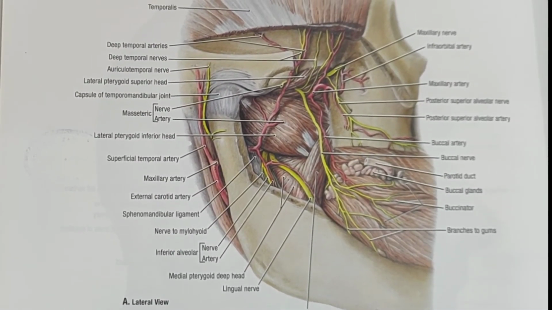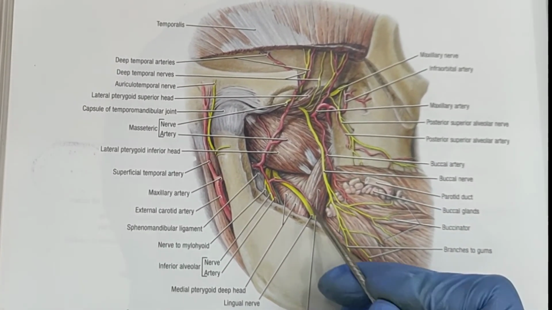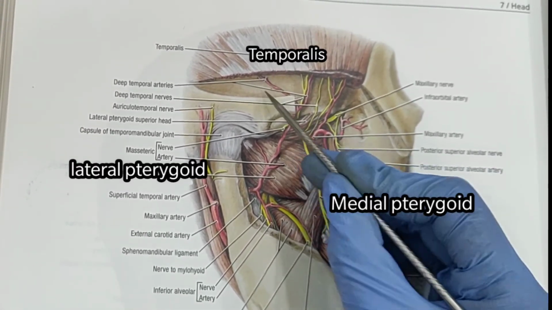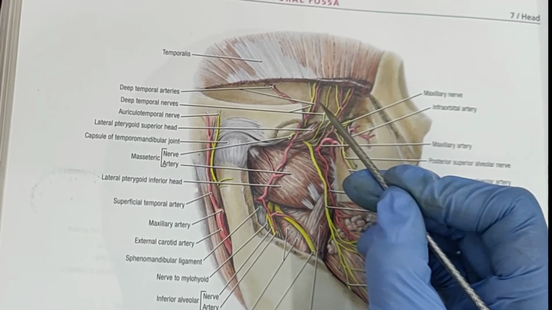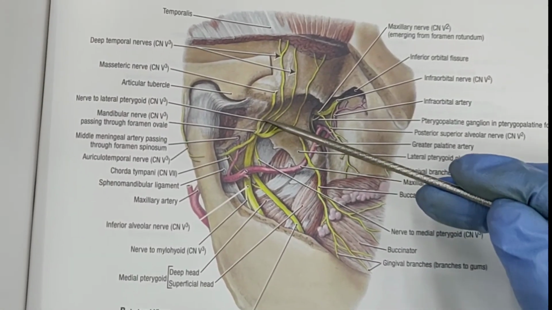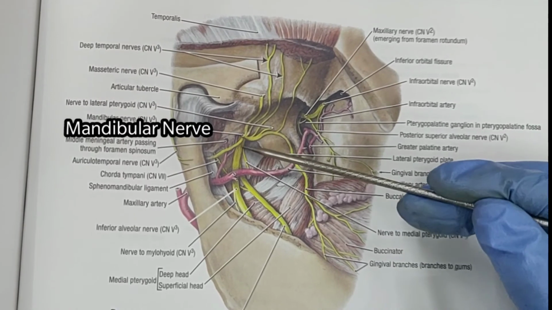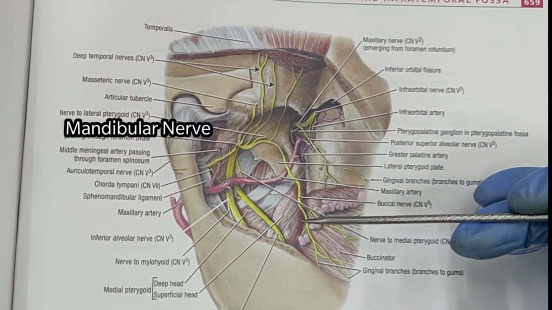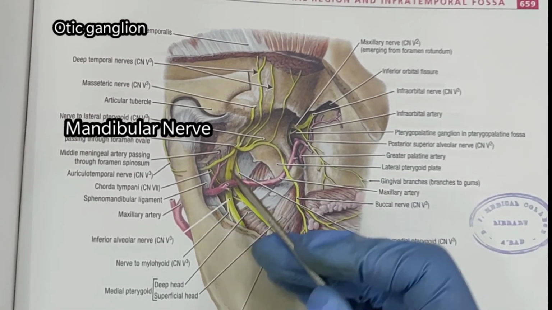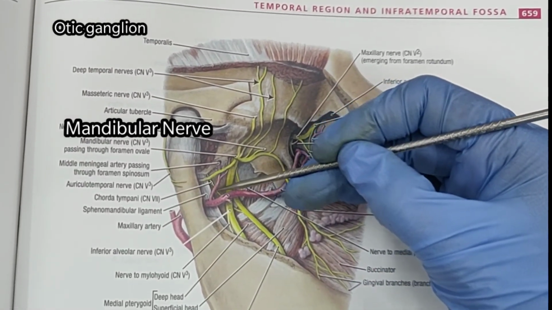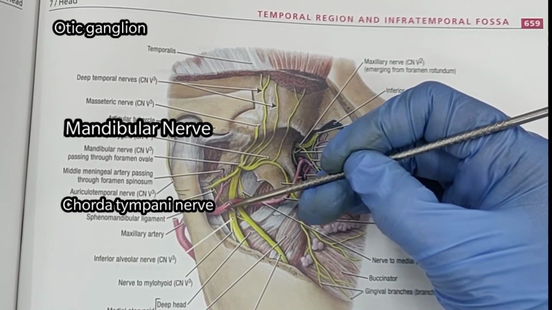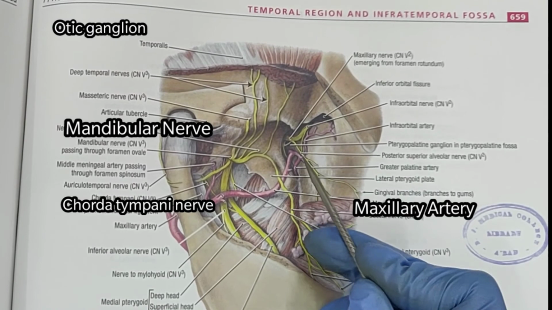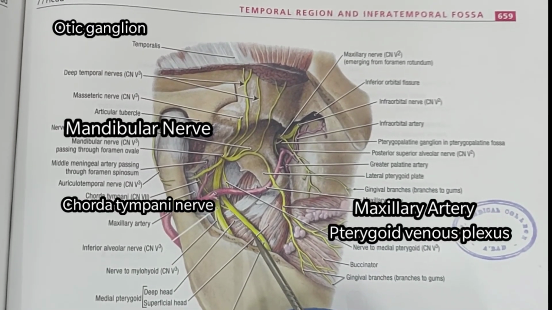The contents of infratemporal fossa are medial pterygoid muscle, lateral pterygoid muscle and lower part of the temporalis muscle, along with mandibular nerve with its branches, otic ganglion with its distribution, then a small nerve over here, that is the chorda tympani nerve, maxillary artery with its branches, and pterygoid venous plexus.